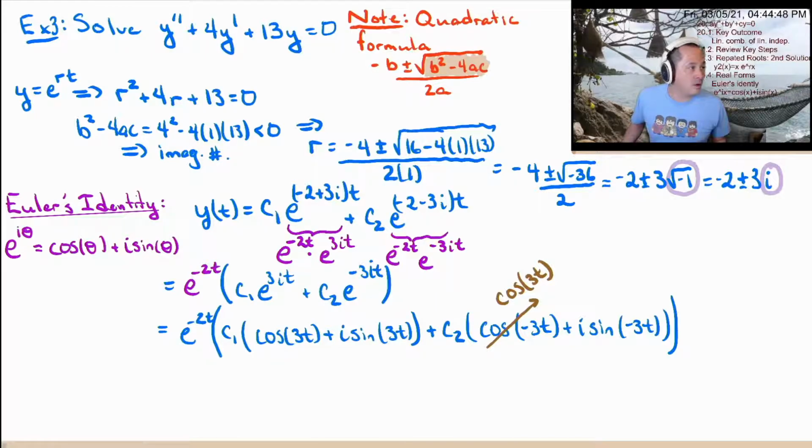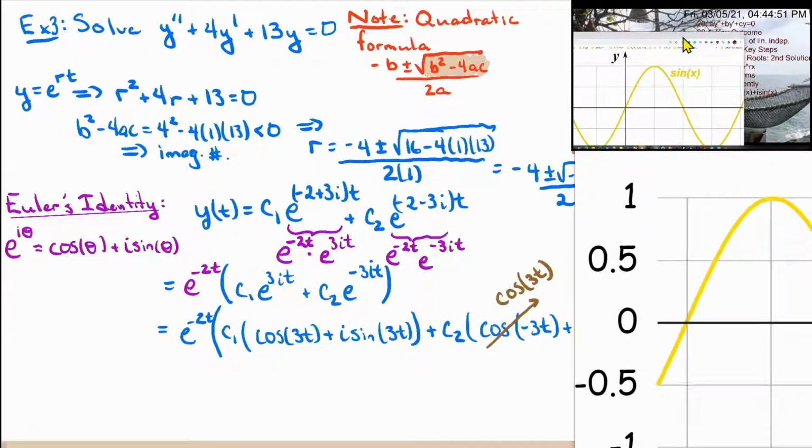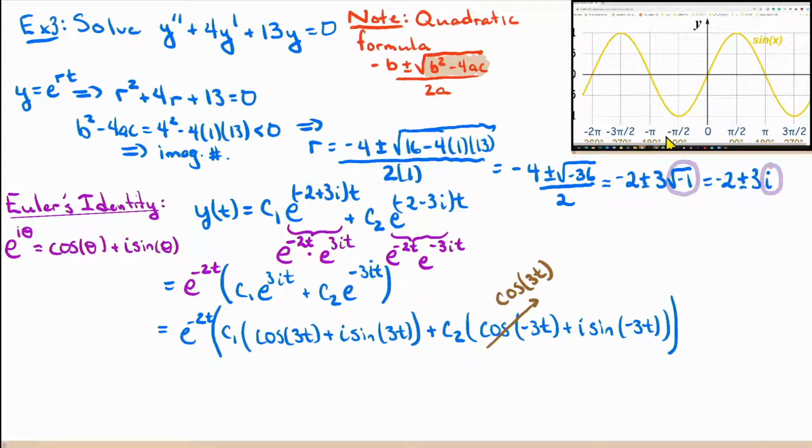And now, in your mind's eye, picture the sine function. Here's the positive pi portion of the sine function. Here's the negative pi portion. And over here for negative x values, what do I see? I don't see the same thing as if I had positive x values. I see the negative of that. So what that means is that the sine function is odd. And so the sine of negative 3t is equal to negative sine of 3t.